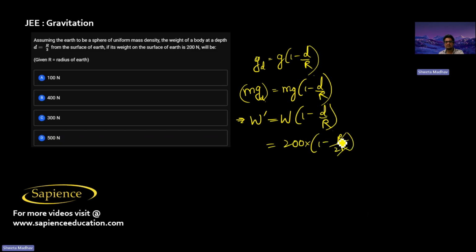So it is 1 minus half, that is half, so it is 100 Newton. 100 Newton will be its weight at a depth of R by 2 from the surface of Earth. Option A is the correct answer.